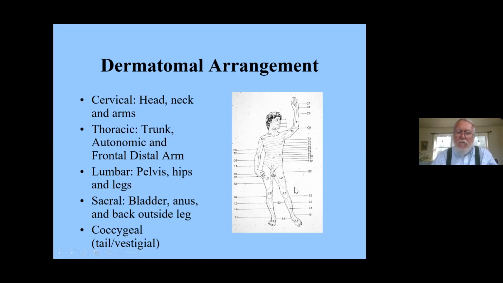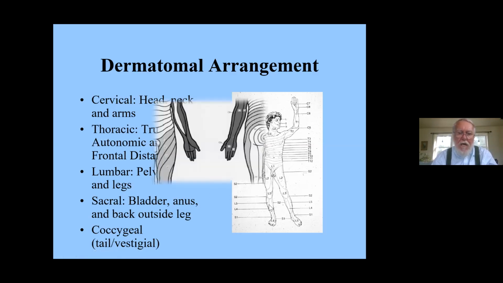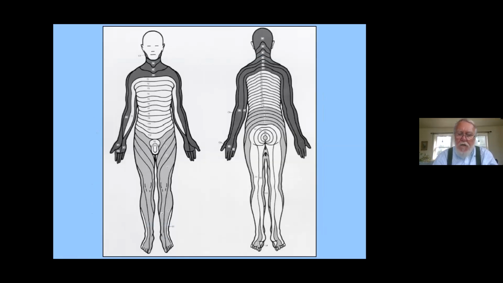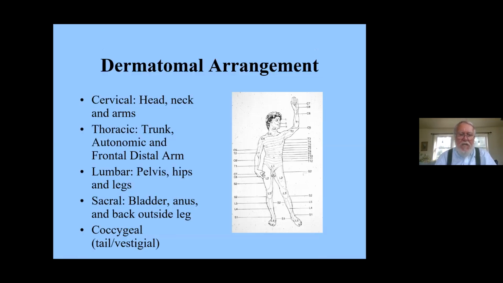And then sacral is controlling the bladder, the anus, and the outside leg.